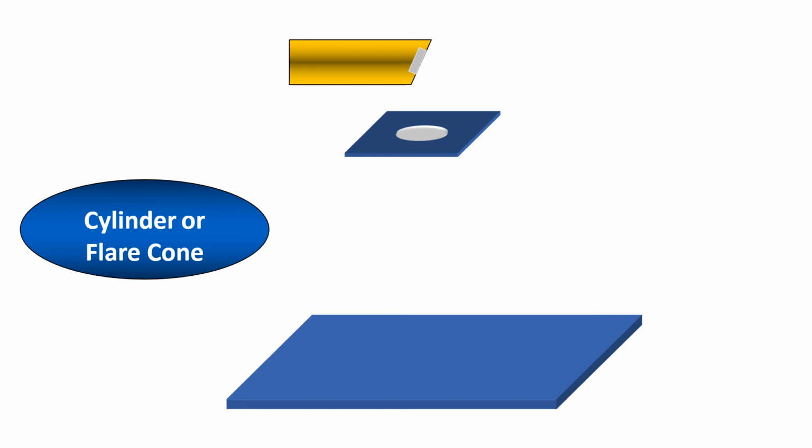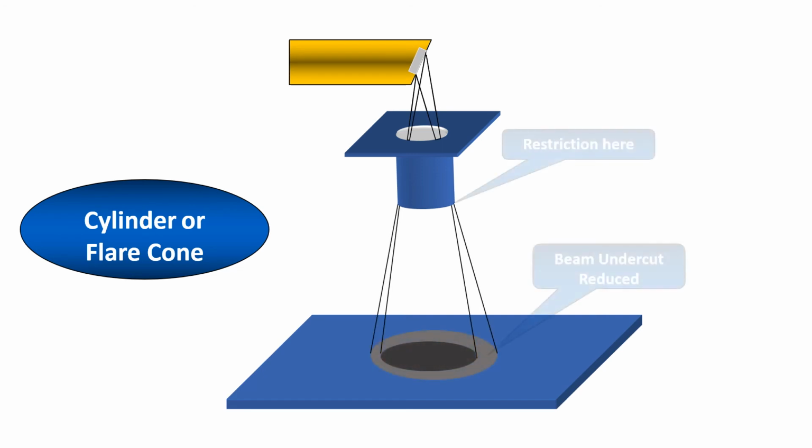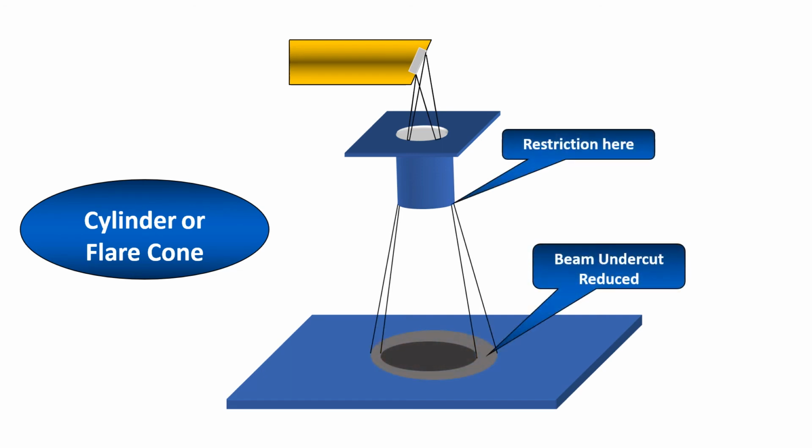As I mentioned earlier, one way of reducing beam undercut is to move the point of restriction away from the focal spot. This can be accomplished by adding a hollow metal cylinder to the aperture diaphragm. Note that the point of restriction has moved closer to the image receptor and that beam undercut is reduced.